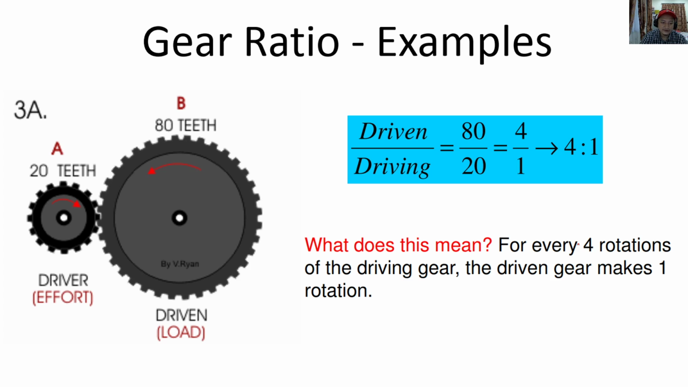Again, this is 4 to 1. So what does this mean? For every 4 rotations of the driving gear, the driven gear makes 1 rotation.